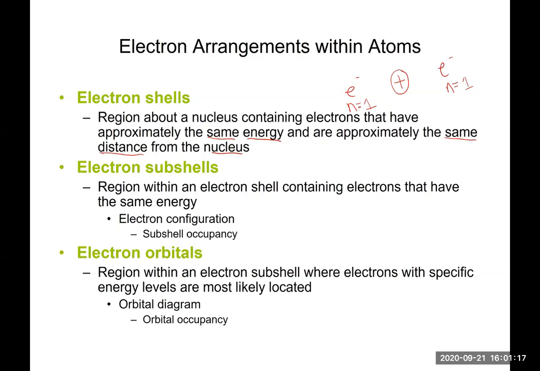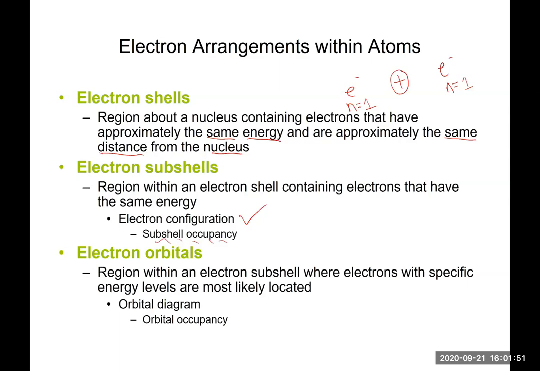The electron subshells are regions within the electron shell that contain electrons that have the same energy. And we can draw electron configurations so that we can have a look at electron shells and subshells and how they relate to one another. Those electron configurations tell us the subshell occupancy. In other words, how does the shell and the subshell within it occupy the electrons?